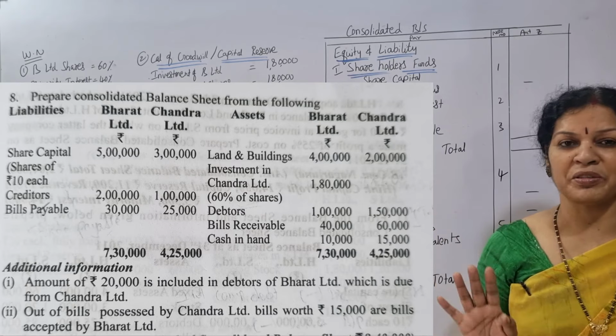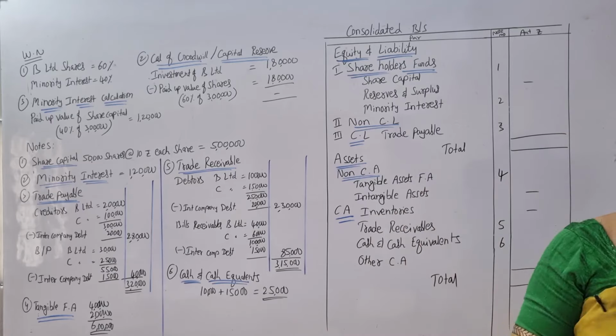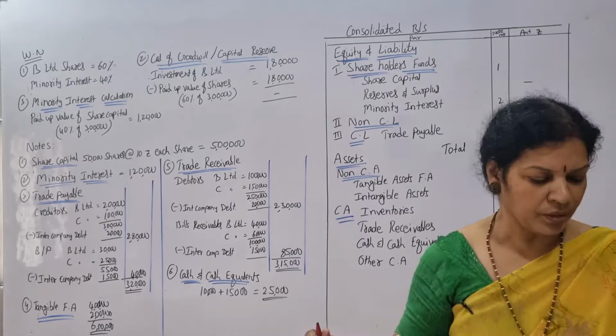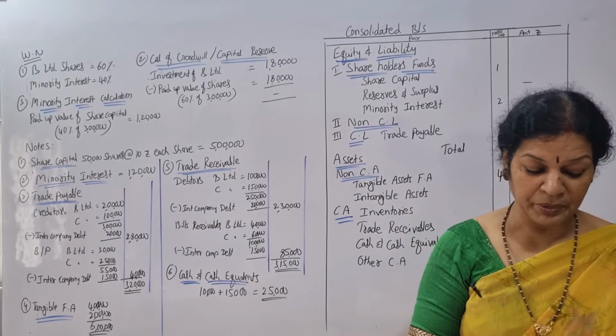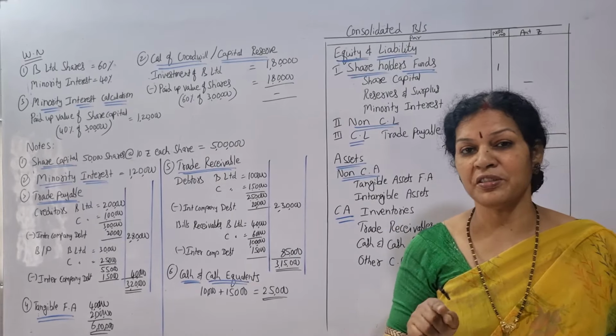Yes. I have already done some homework, that is, the working notes are already completed. Now we'll work out the problem. Let me explain the working notes first. In the problem, they first said that investment in Chandra Limited is 60% of shares. 60% is held by the holding company, and the rest of the 40% is outsiders. Outsiders means minority interest. The same point we mention in the working notes.